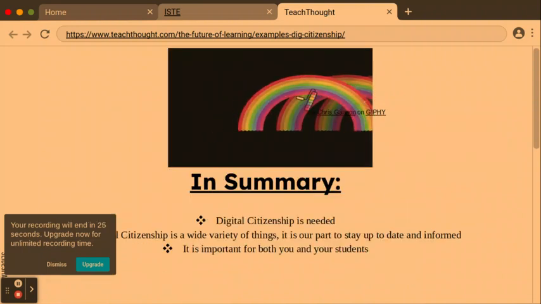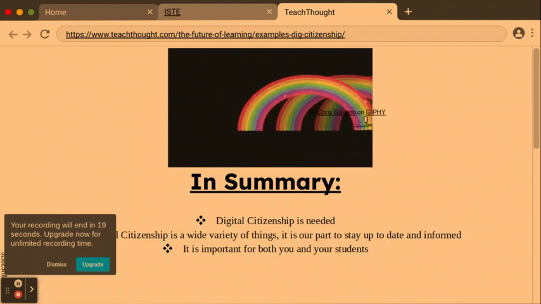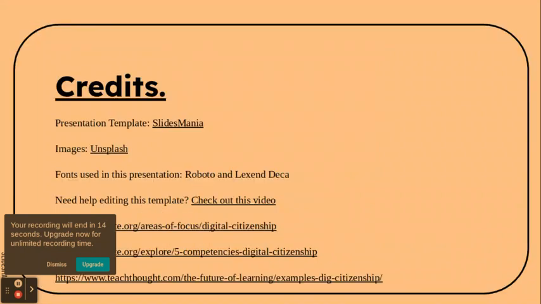To summarize, digital citizenship is needed for both you and your students, and it is a wide variety of things that we have to take into consideration. It's up to us to stay up to date and be informed.